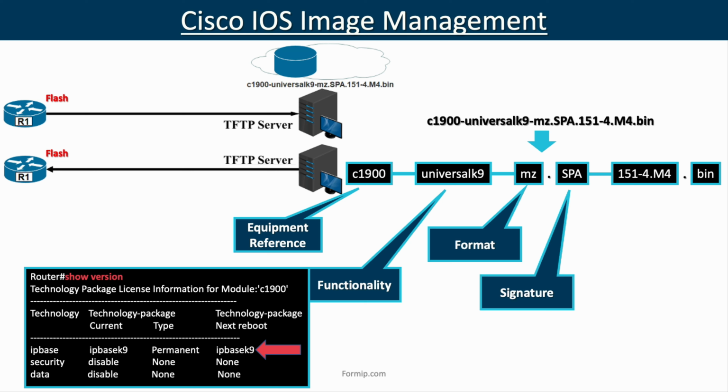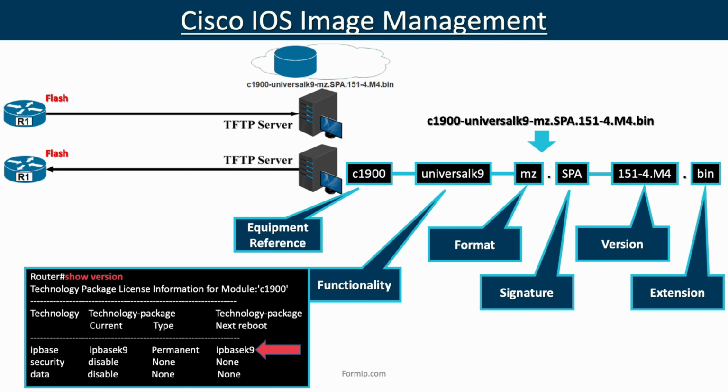The word SPA means that the image was created by Cisco and that it is a generalized version. The S indicates that it is digitally signed software. The P is for production. And the A is the key version. The fifth part is the version number of the IOS. And the last one is the file extension. The .bin indicates that this is an executable binary.